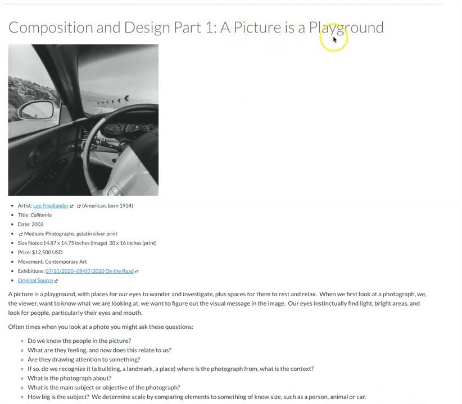Moving into a picture as a background. This is a great image by Lee Friedlander. A picture is a playground, and it really is a playground. You also have to think about the background. This is a great example. Lee Friedlander is a really interesting photographer. This is a series that he did from inside of his car due to some physical disability issues that he went through. You can learn more about Lee Friedlander here. You can also do research on your own.